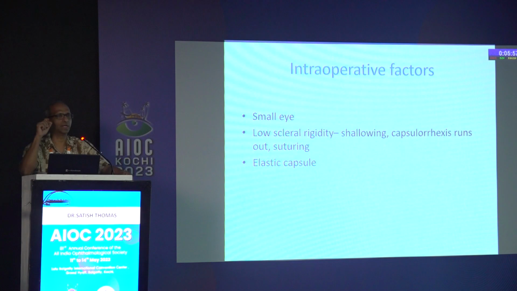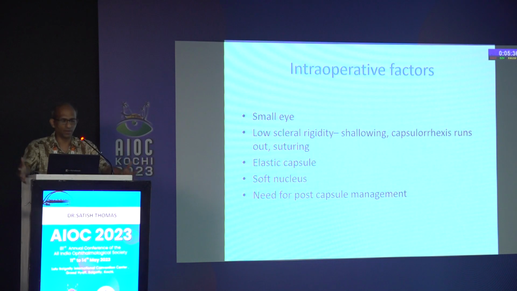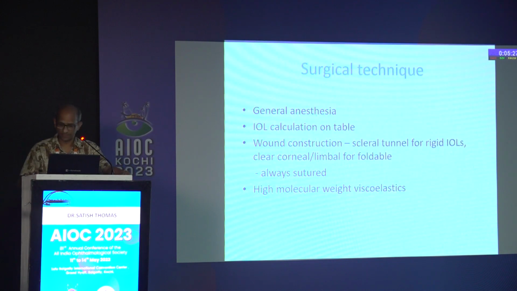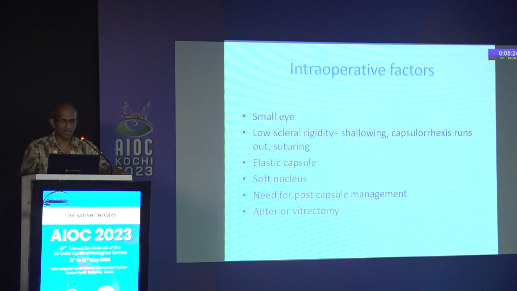The capsule in a child is more elastic as compared to an adult, therefore you need more force to fracture it, and therefore it can tend to run out more than an older capsule. The nucleus is soft. That is one thing that makes a cataract surgery easier in a child, and so we don't need phaco energy most often. And a posterior capsule would need management always, and that's how it differs from an adult cataract, and the need for an anterior vitrectomy also.